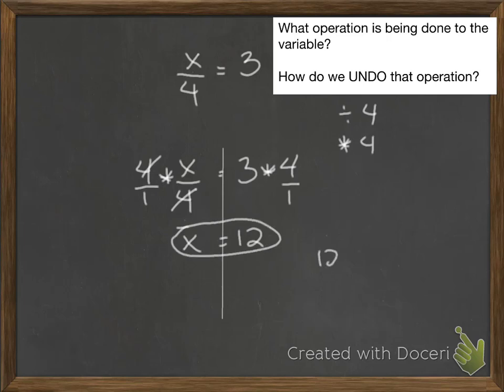Again, we can check our work. 12 divided by 4 equals 3. Okay, again, that checks out because 3 is equal to 3.